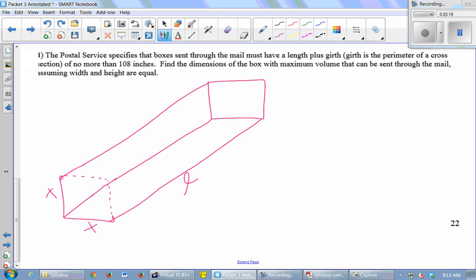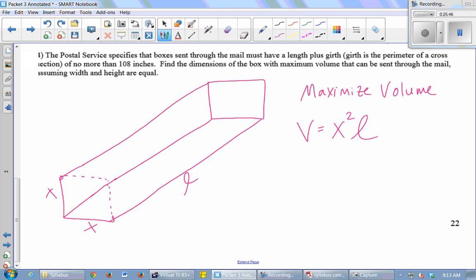And we're trying to maximize the volume of the box. So we start by saying what we're trying to do, maximize volume, right? What is the volume of this box? X squared times L. But it's got two variables. I need to use some more of my given information to try to eliminate one of the variables.